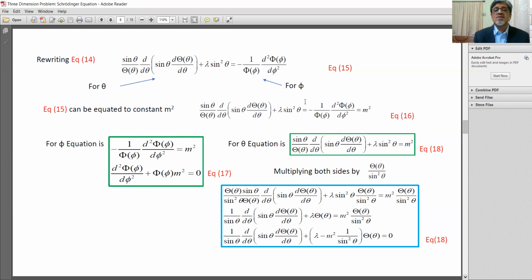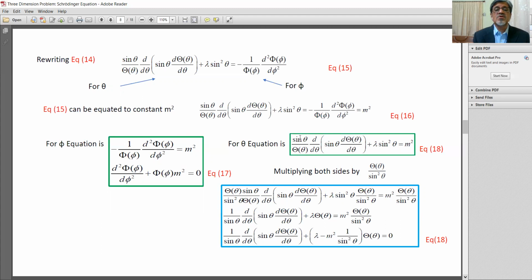Now in equation number 16, minus 1 upon Phi(phi) d2 Phi by d phi square is equal to m square. That we are writing over here, and we are simplifying. So it is d2 Phi(phi) by d phi square plus m square Phi(phi) is equal to 0. And that is the equation for phi only, and that is equation number 7. Now we have obtained the equation purely for phi. Similarly, we have to do the process for obtaining the equation for theta only.